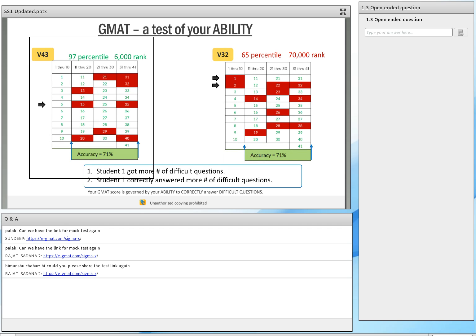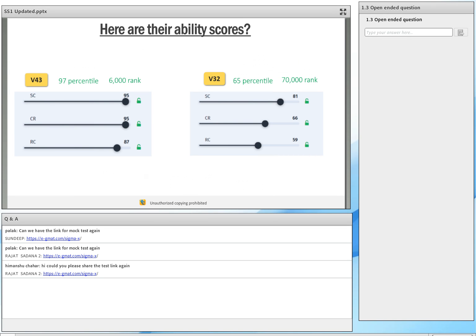Now, do you remember these guys over here? We said 2 mistakes, and this is what it led to. That's not how the GMAT looks at them. It doesn't care about your mistakes. It cares about these ability scores. So how the GMAT views you as an individual is these ability scores.